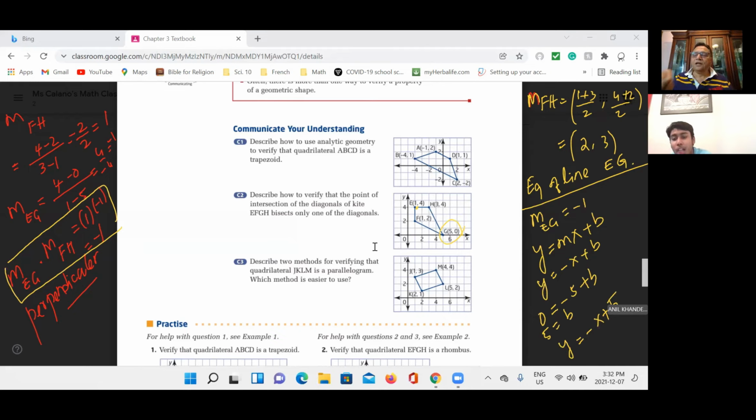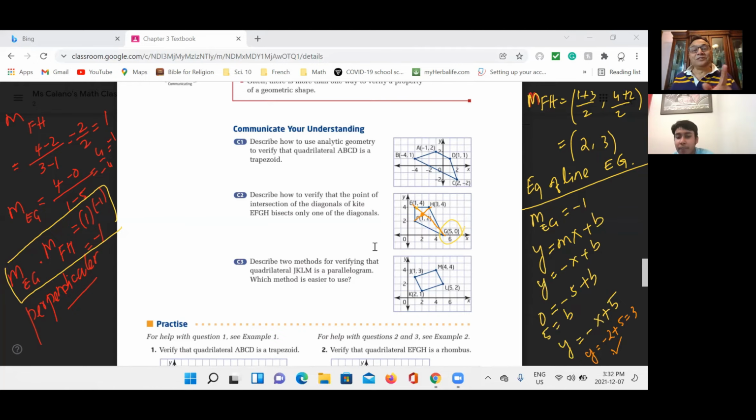You have to verify that the point 2, 3 lies on it. If you put 2 for x, then you should get 3. In this case, you would get negative 2 plus 5, which is 3. So the point lies on it. Do you see that? Yes, sir. So we have shown that this midpoint, which we calculated, lies on the line. So that means the two diagonals actually bisect at that particular point. Is that clear to you?